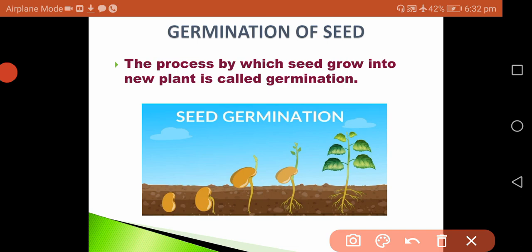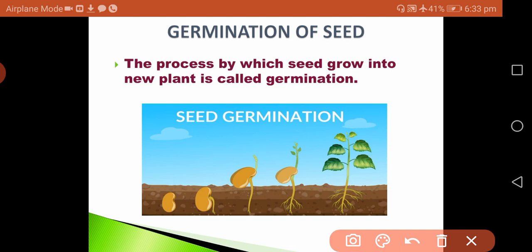So what is germination? The process by which a seed grows into a new plant is called germination. How does germination start? First of all, there are some conditions required for the germination of seed. For example, if you have to cook, you need some ingredients like oil, spices, flame, etc. In the same way, seed germination also requires some conditions, that is air, water, moist soil.